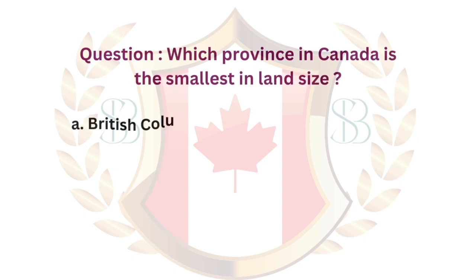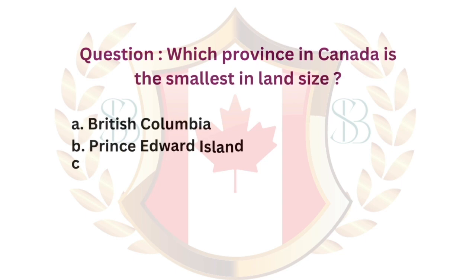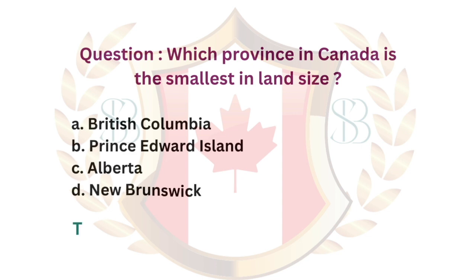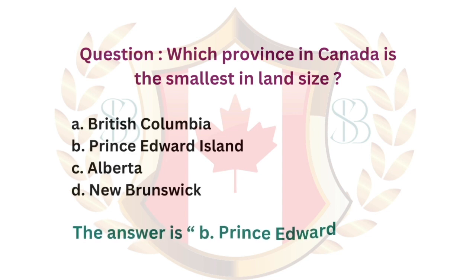Question. Which province in Canada is the smallest in land size? A. British Columbia. B. Prince Edward Island. C. Alberta. D. New Brunswick. The answer is B. Prince Edward Island.